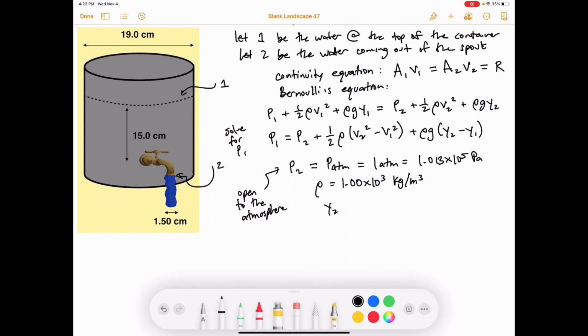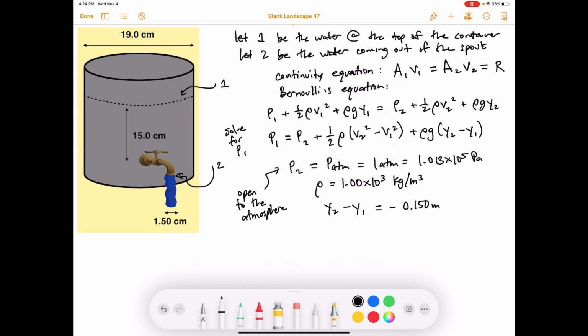What about Y2 minus Y1? So it's the height of the fluid at point 2 minus the height of the fluid at point 1. Well, that's going to be negative 15 centimeters, or negative 0.150 meters. Okay, it's negative because point 2 is below point 1, but the distance is 15 centimeters.